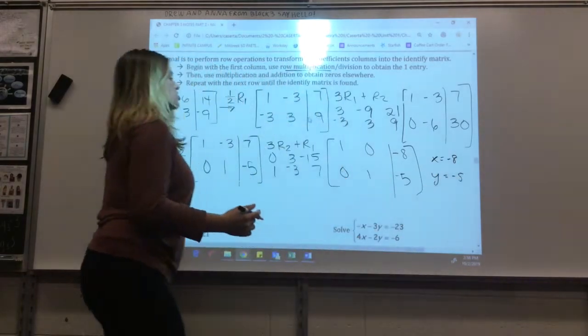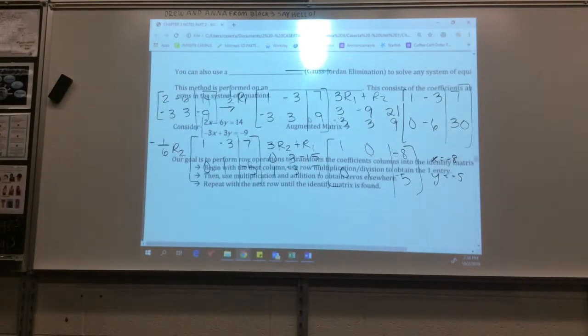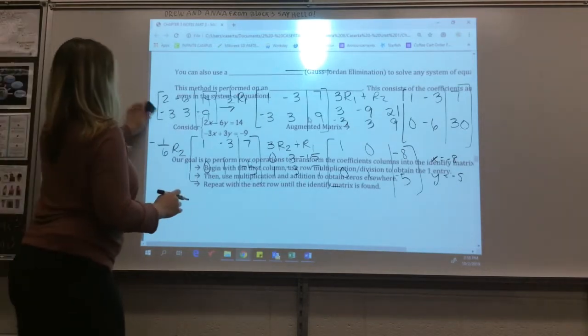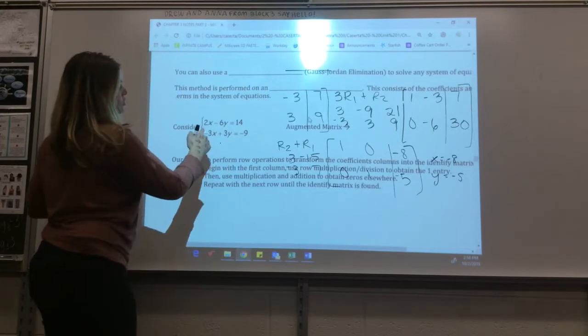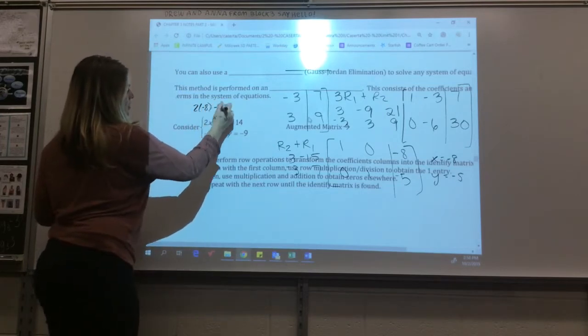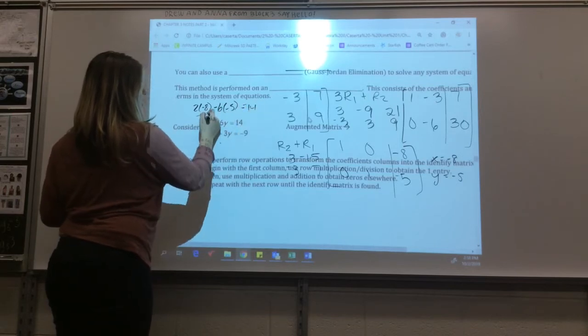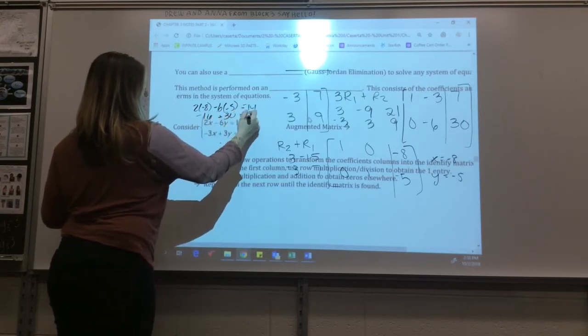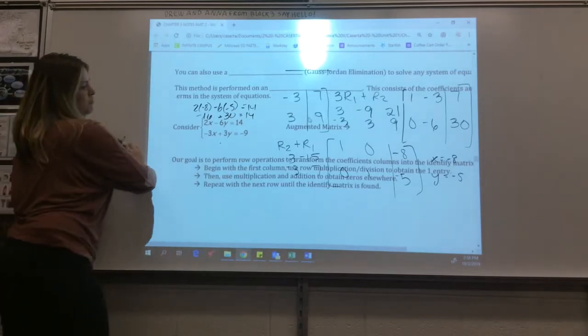The beauty of math is we can check our work. Let's go back and check. Does 2 times -8 minus 6 times -5 give me 14? Does -16 plus 30? Yes, it does. Okay, if you want to continue and check with the other system, that's fine, but that should be sufficient.